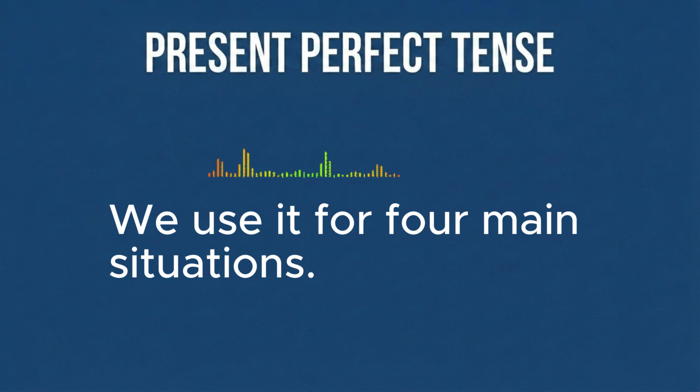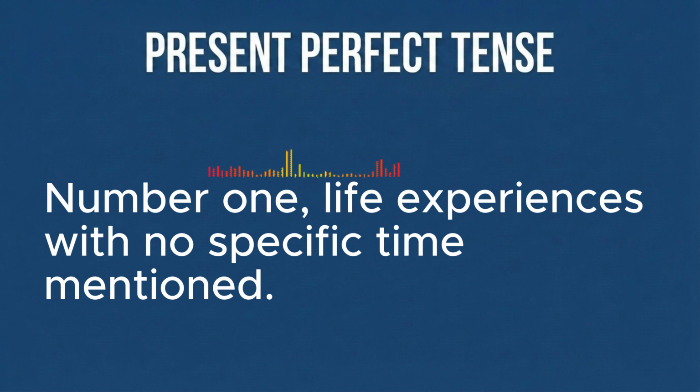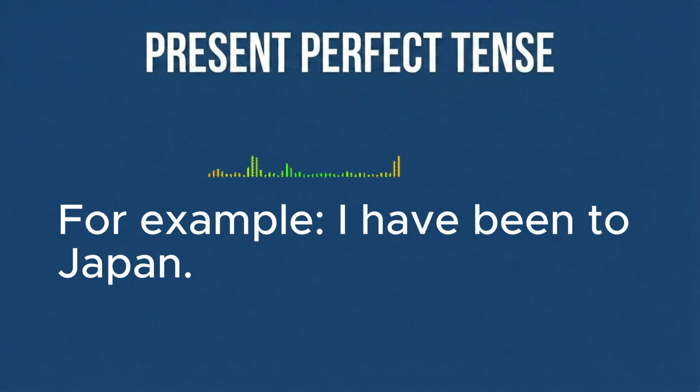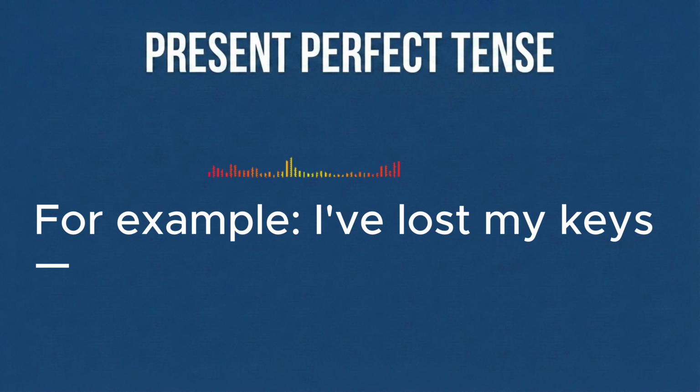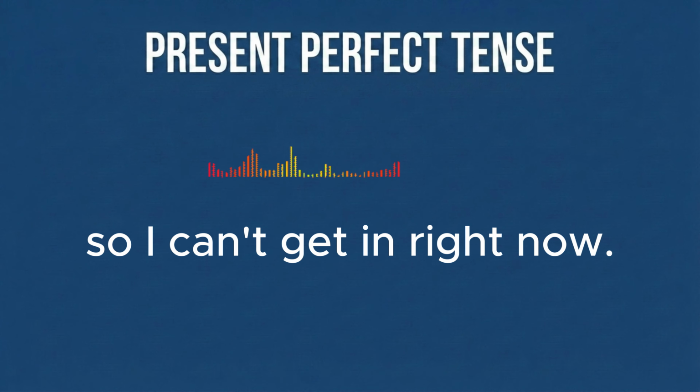We use it for 4 main situations. Number 1, life experiences with no specific time mentioned. For example, I have been to Japan. Number 2, actions with a visible result right now. For example, I've lost my keys, so I can't get in right now.